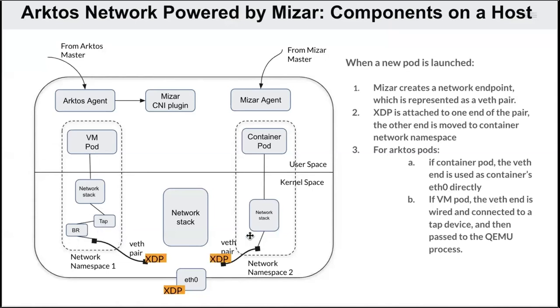But for both cases, when this wiring work is done, the CNI plugin will return to the network agent, to the Arktos agent, basically telling it that the virtual network device has been set up in this network namespace, and the agent can continue to set up other stuff and start the pod. This is what happens when a pod is launched on a host, and how these components work together to set up the virtual network device for this pod.